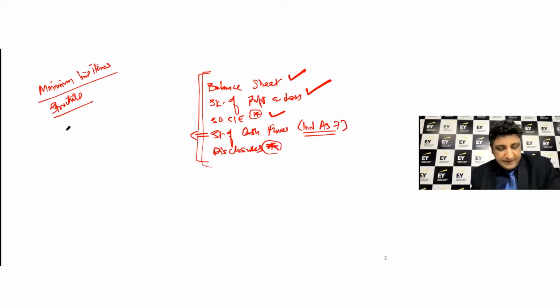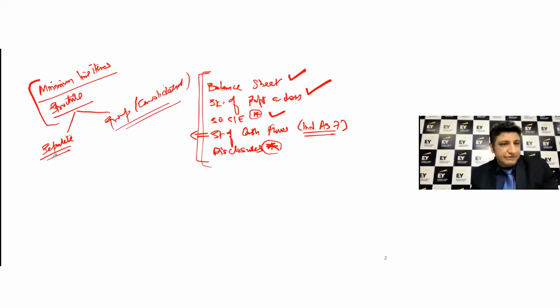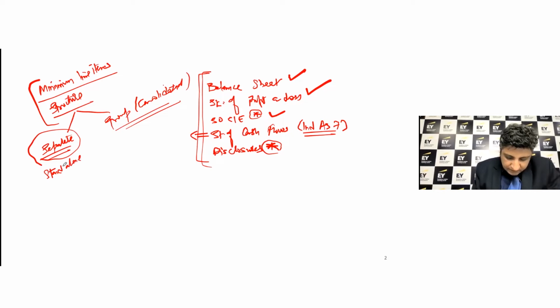And then we talk about the need to prepare these and the relevance of these both at separate and group, which is the consolidated level, right? So on a standalone basis, so let me use also the word standalone basis, right? So the standard in Ind AS 1 talks about the need to prepare these sets of financial statements both at a standalone as well as at a consolidated level. So we would be looking at all those parameters.